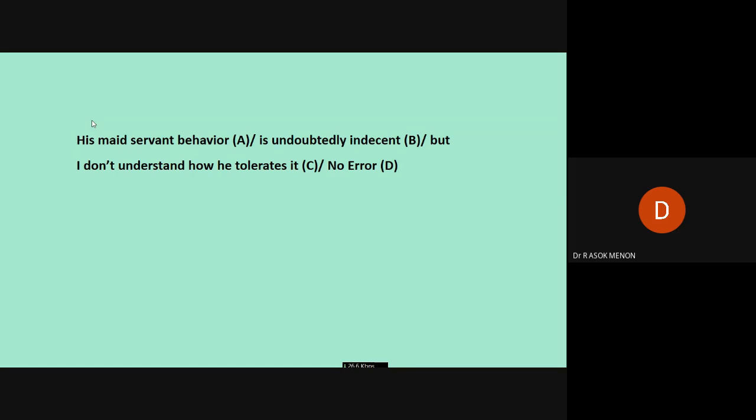The maid servant behavior is undoubtedly indecent, but I don't understand how he tolerates it. Yes, welcome. Your answers. Vivek Chauhan says A, Renish says A, and Srini says A. Okay. Binok says A. Okay, all of you have answered correctly, but can any one of you get it corrected?